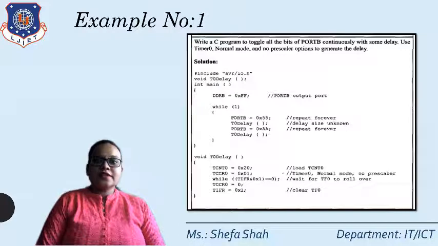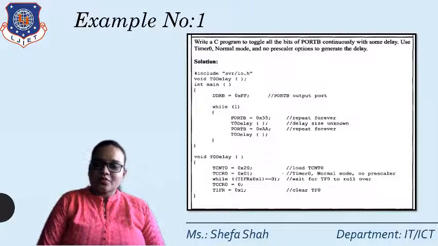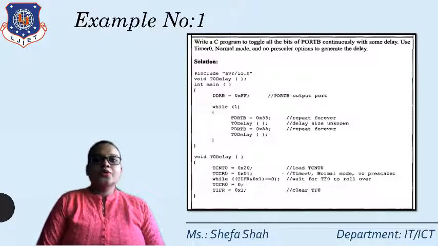Here you have to generate some delay; the delay is not defined. It is given that you should use timer 0, normal mode and no prescaler option to generate the delay. Whatever we have discussed for timer 0, the same thing we are going to apply here in the C program.